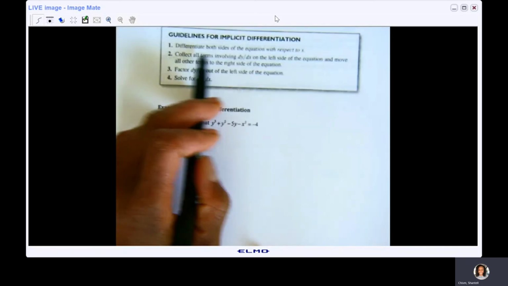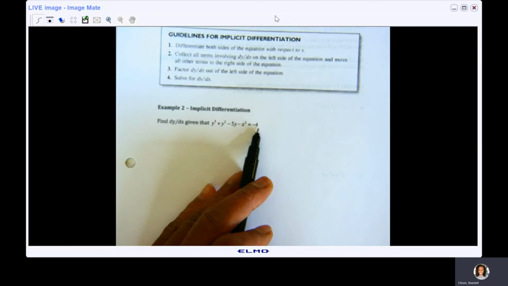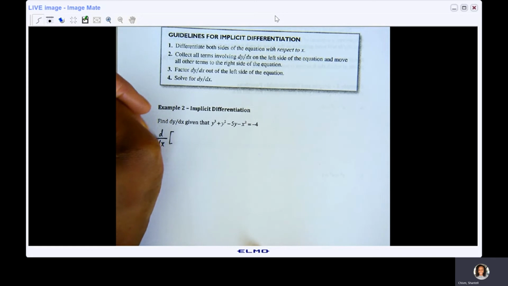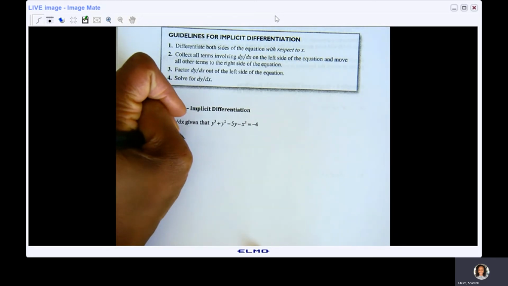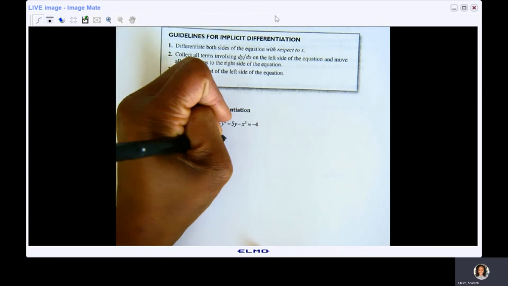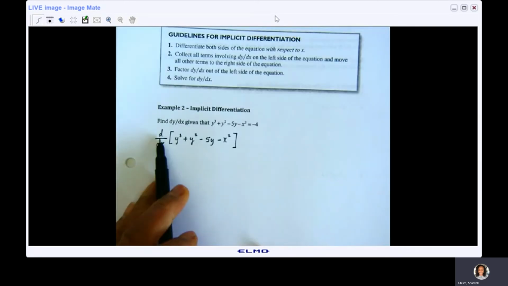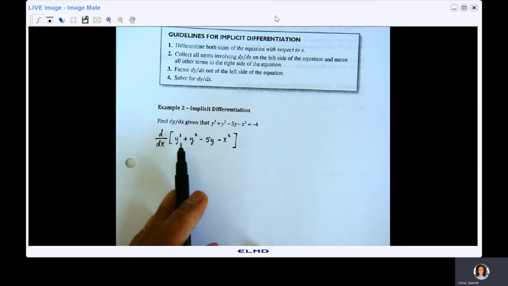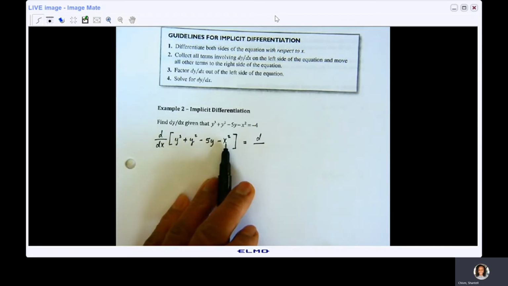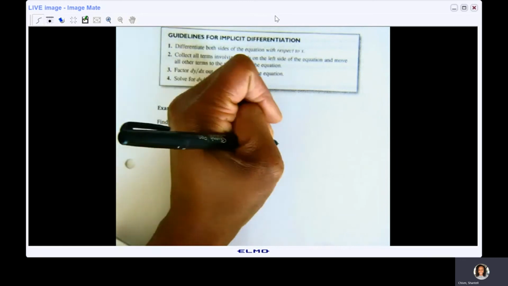So remember, we're going to differentiate both sides of the equation. Here's the left side, here's the right. So I'm going to put d dx, because I'm differentiating this entire equation with respect to x. I just start off with the derivative of the function with respect to x. Then, when I actually differentiate, if I'm dealing with y, I have to apply the chain rule. If I'm dealing with an x term, I just take the derivative directly.